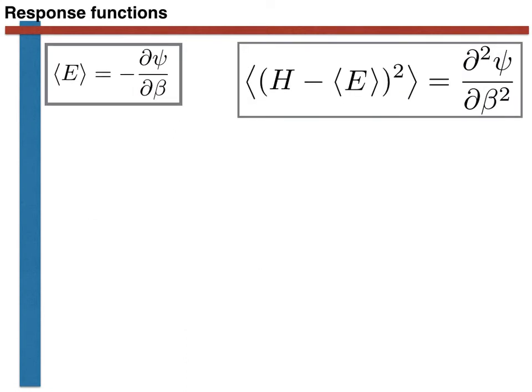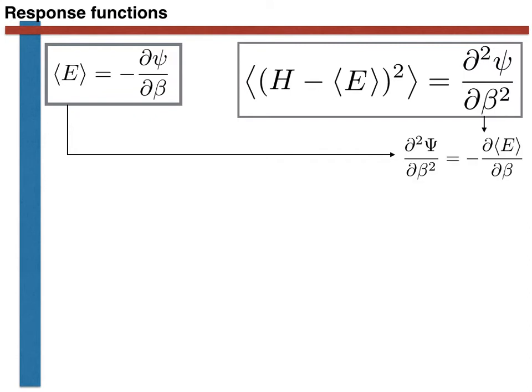The two results that we arrived at are shown at the top of this slide. We can combine these two results and thus write the second derivative of psi with respect to beta is equal to minus the derivative of the ensemble average of the energy with respect to beta. This is interesting, but what would be more interesting would be if we could calculate the first derivative of the energy with respect to the temperature. We can do this, however, by using the chain rule as shown here.